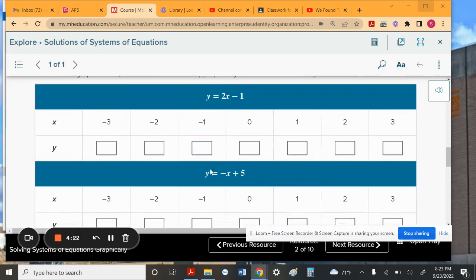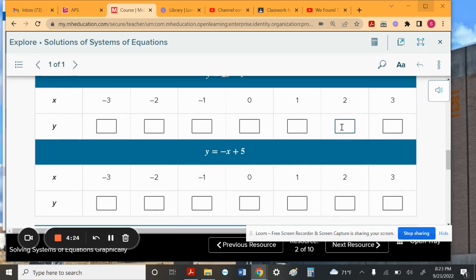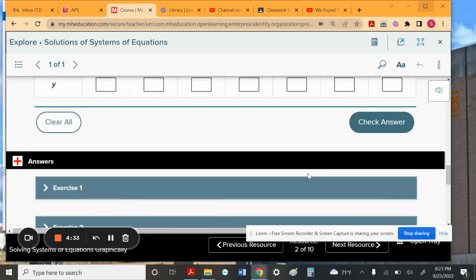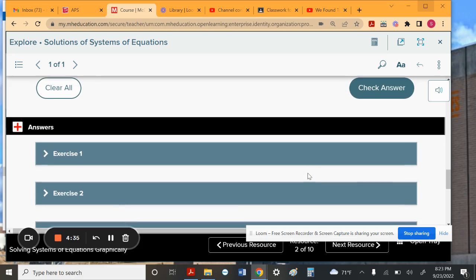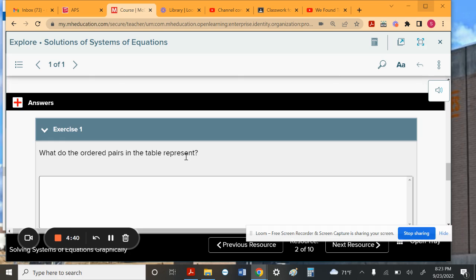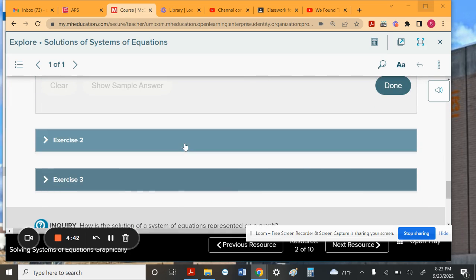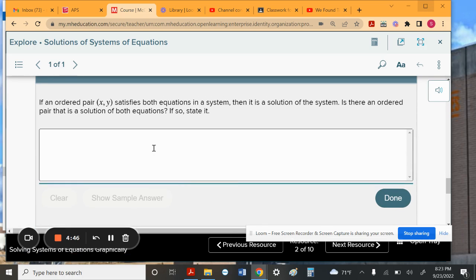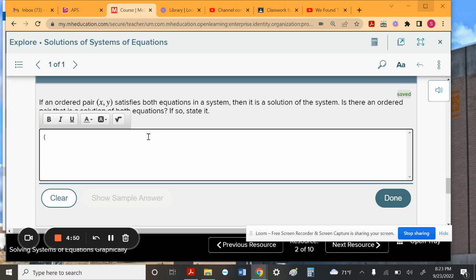Okay, and I think they ask you, so at 2, my y value would be 3. Okay, well, actually, these are the different lines, and we're not worried about those lines. We're worried about the solution. So let me see what the exercises are before we go and do that. What do the ordered pairs represent? Let me see where they say where they cross. Is there an ordered pair solution that is a solution of both equations? Yes. So where they cross is at 2, comma 3. So that would be it.